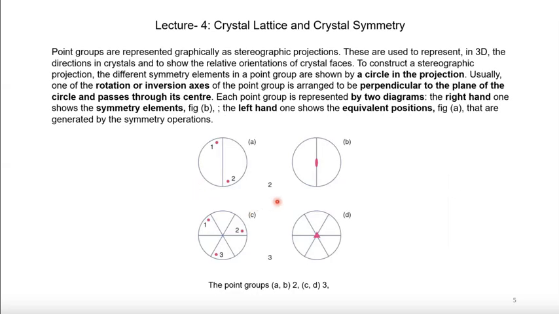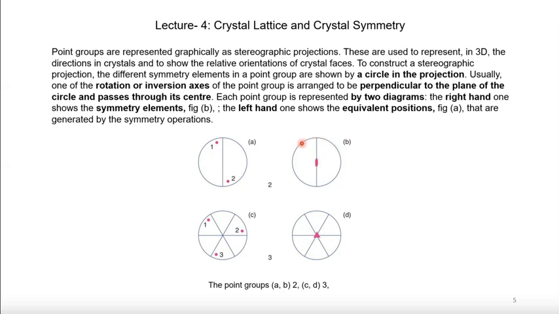Next, we are going to represent some of the point groups out of these 32. We say that a symmetry element alone can form a point group, or in combination. In these figures, I'm showing a symmetry element alone: a 2-fold rotation axis and a 3-fold rotation axis. The stereographic projection is on the right-hand side of the figure. What is the stereographic projection for a 2-fold rotation axis, which is perpendicular to the plane of the paper?